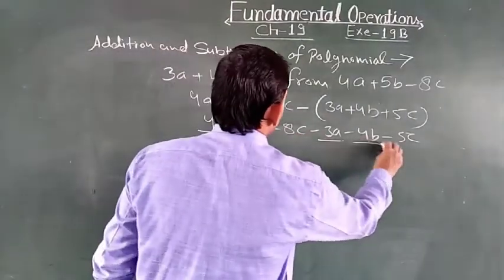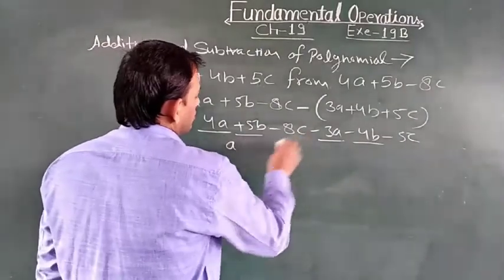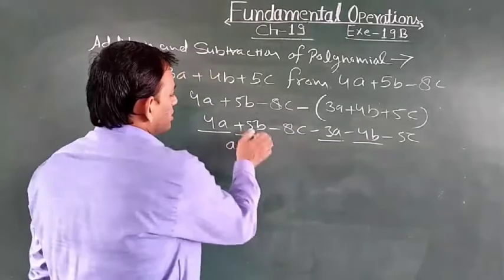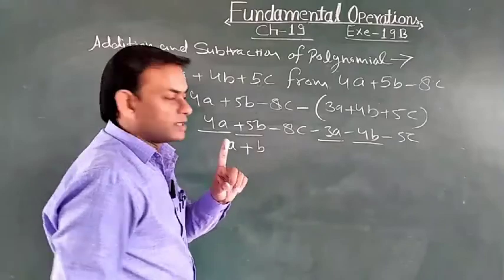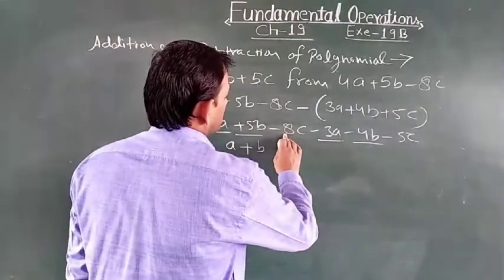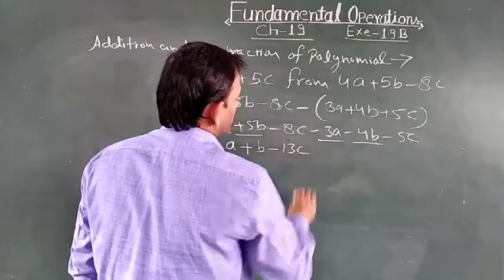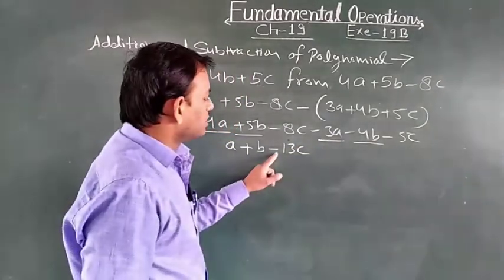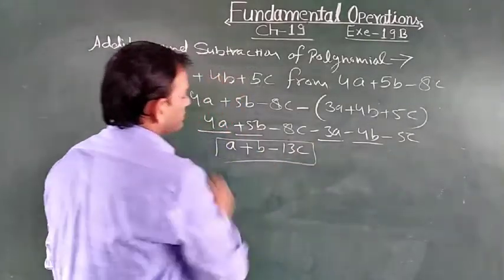Now plus 5b and minus 4b, so plus b will be left, because plus b minus 4b, only 1b will be left. Now minus 8c and minus 5c, it will be 13c, because minus minus always add, but the sign always remains minus. Okay, so this is the answer of this.